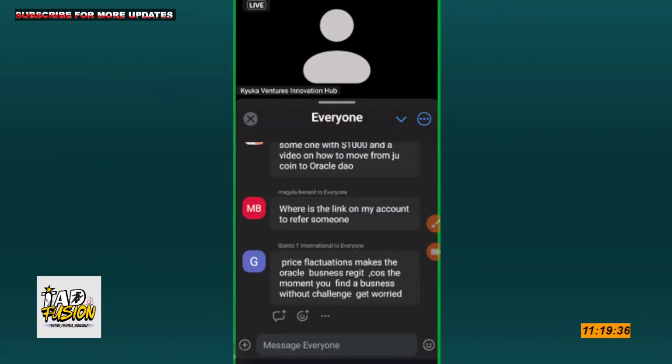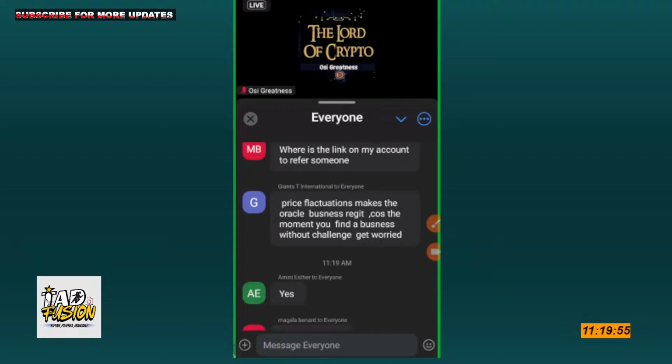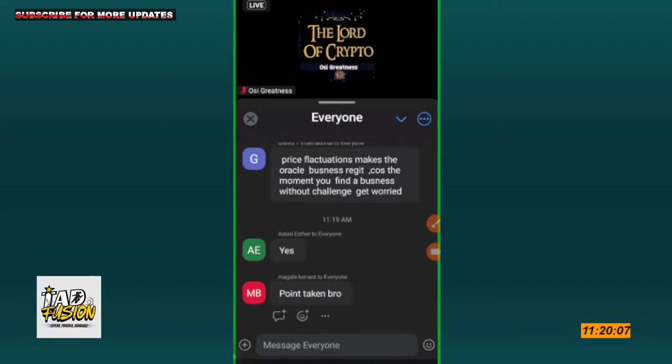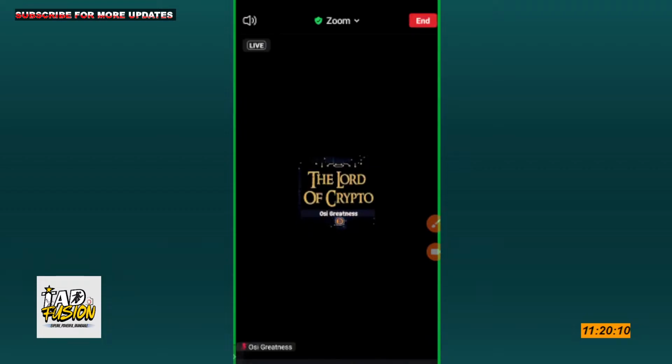This makes the Oracle business legit, because the moment you find a business without challenges, you get worried. It's not a challenge, it is price fluctuation. This is a community driven token. What is the community? It is we who are using the coin that can lead to the rise or the fall of the price of the token. Are you getting the point?